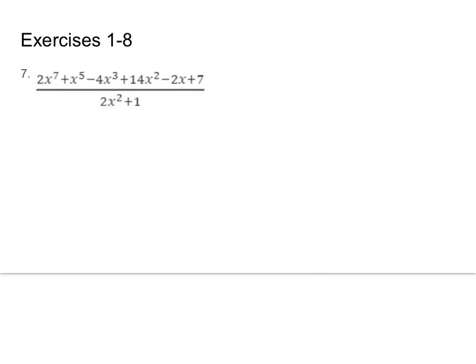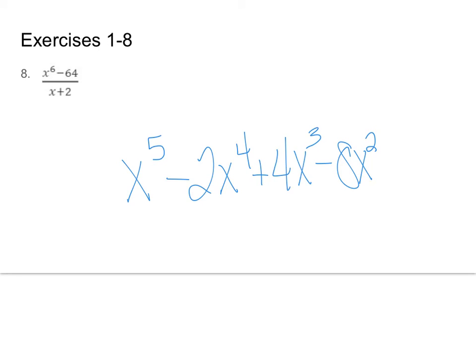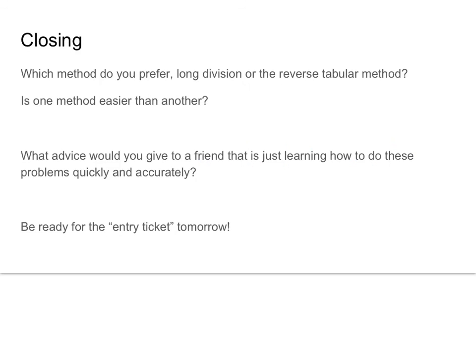Okay, number 7, we're at x to the 5th minus 2x plus 7. And number 8, x to the 5th minus 2x to the 4th plus 4x cubed minus 8x squared plus 16x minus 32. Okay? All right, in closing, which method do you prefer, long division or reverse tabular method?